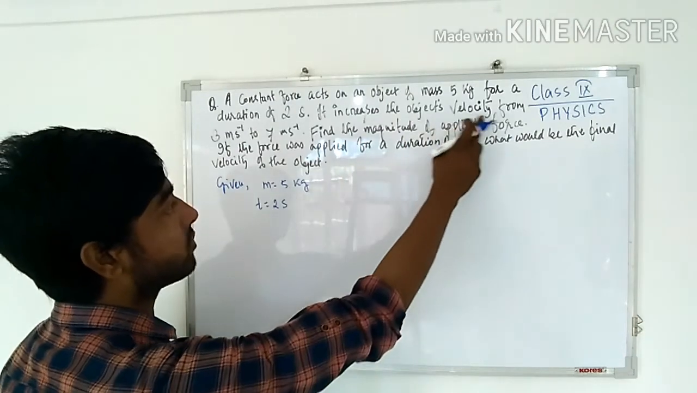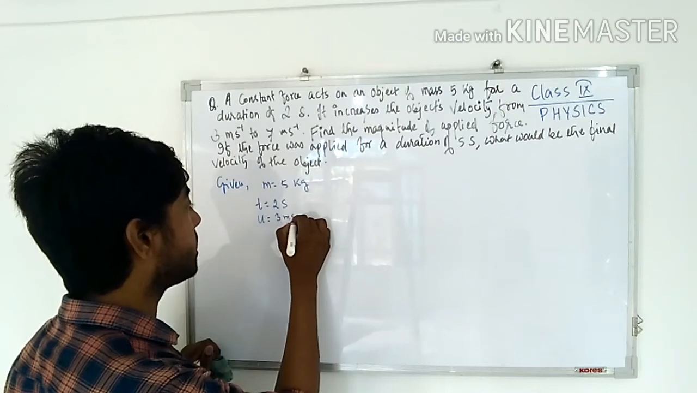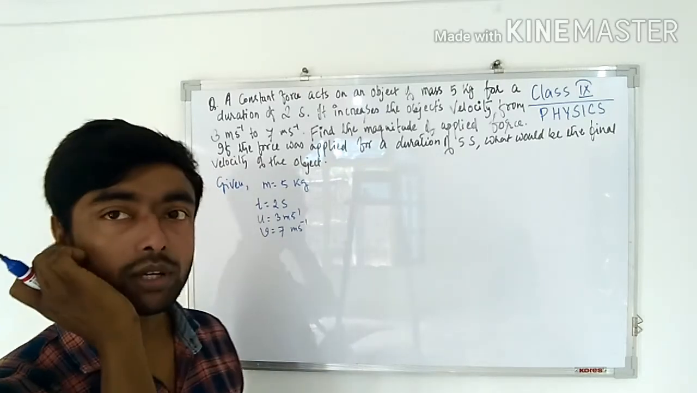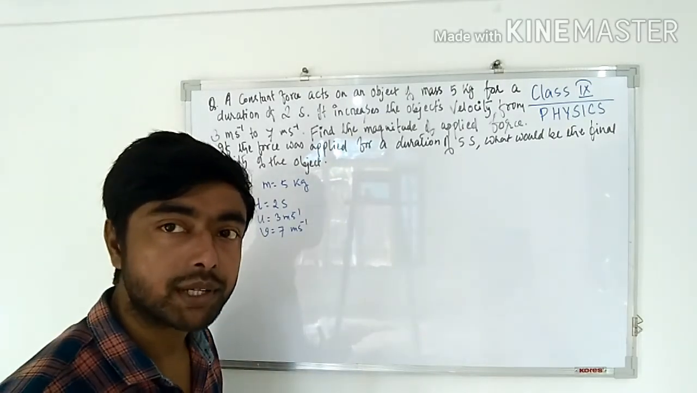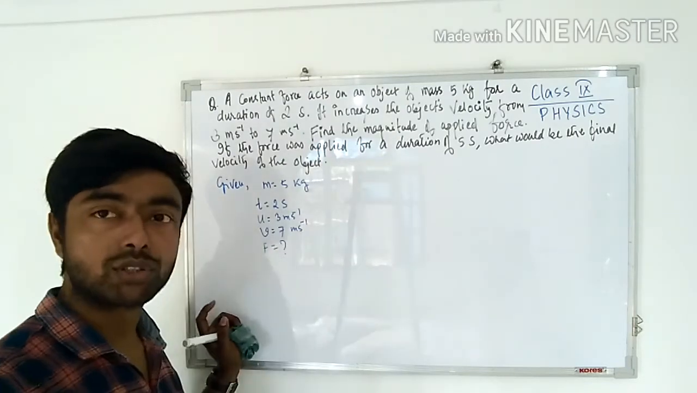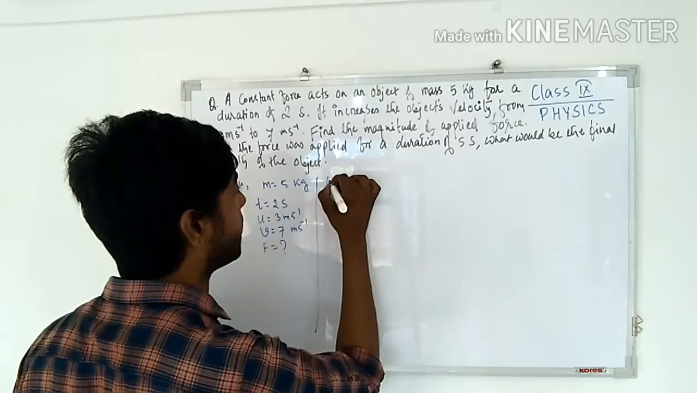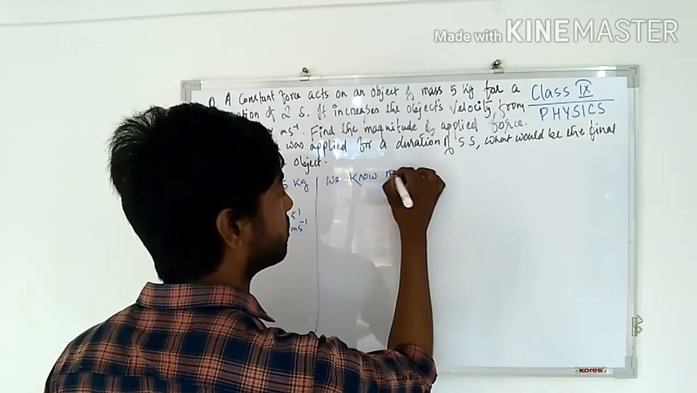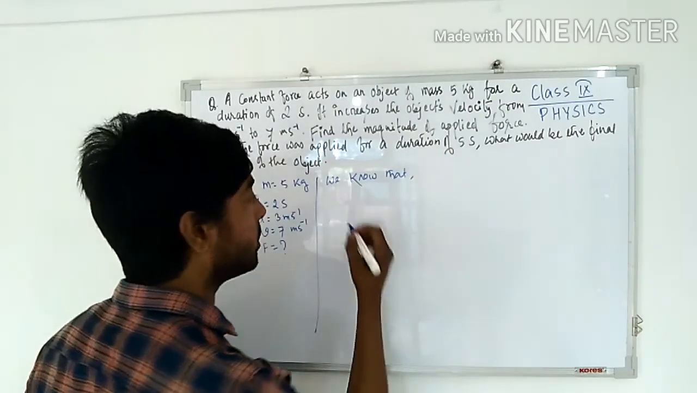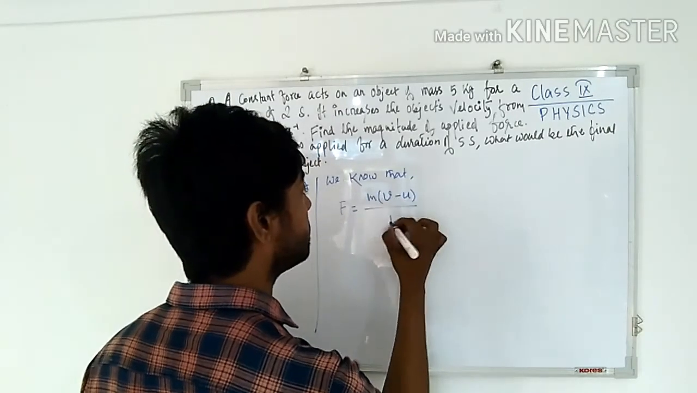It increases the object's velocity from 3 meter per second to 7 meter per second. इसका मतलब इनिशियल वेलोसिटी 3 मीटर पर सेकेंड है और फाइनल वेलोसिटी 7 मीटर पर सेकेंड है. So we have to find what will be the force here. We need to calculate the force. So in the second law, we know that F is equal to m(v minus u) by t. This is the formula.